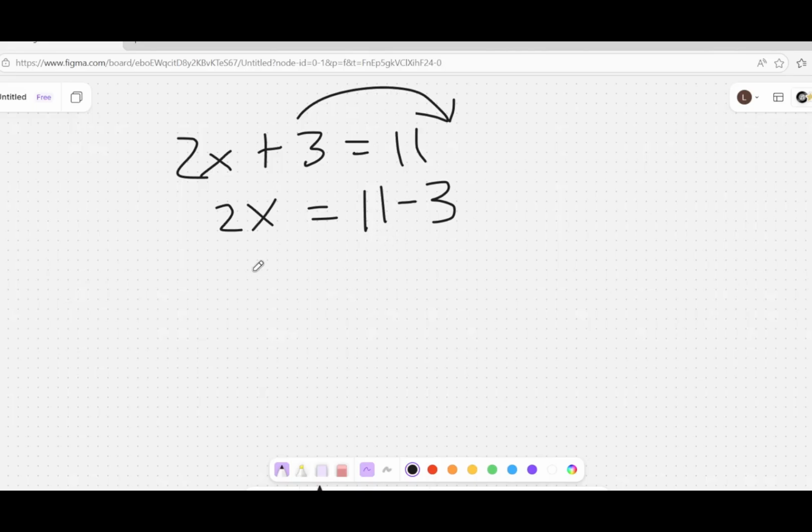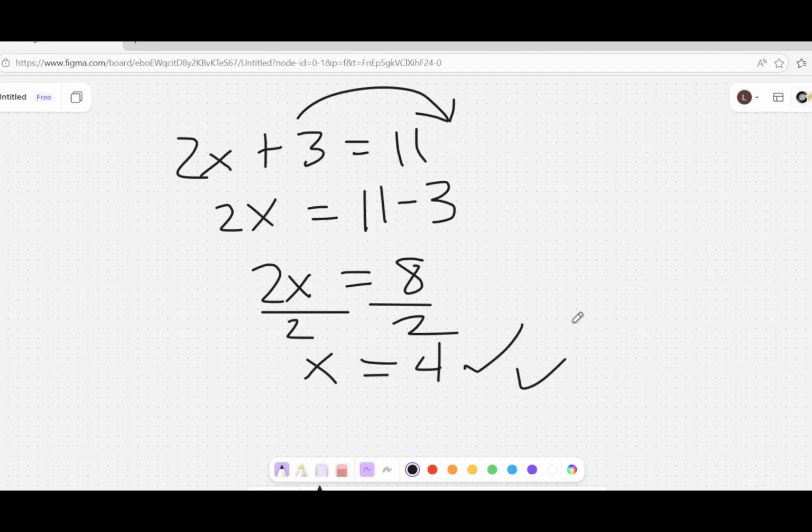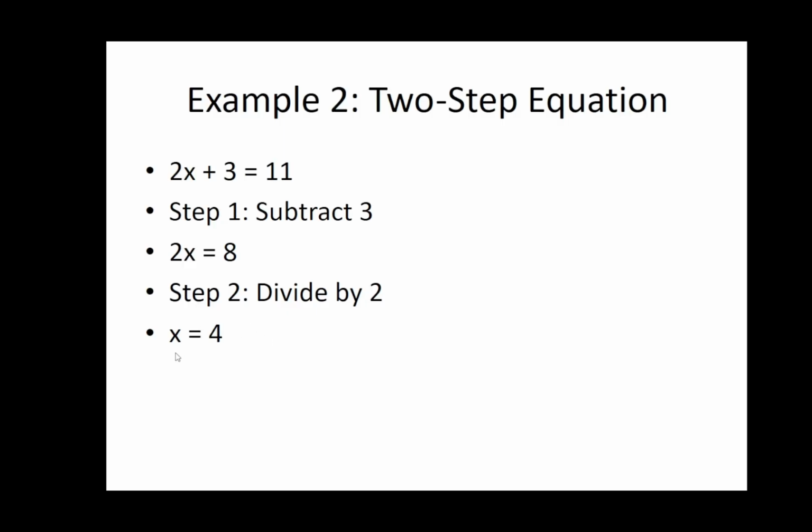So we'll simplify it further. 2x is equal to 11 minus 3, which is 8. Then we divide both sides by 2, and x will be isolated and the answer will be 4. I hope you get it, guys. So this is the answer.